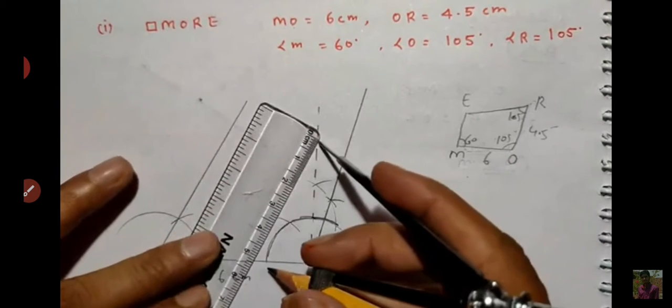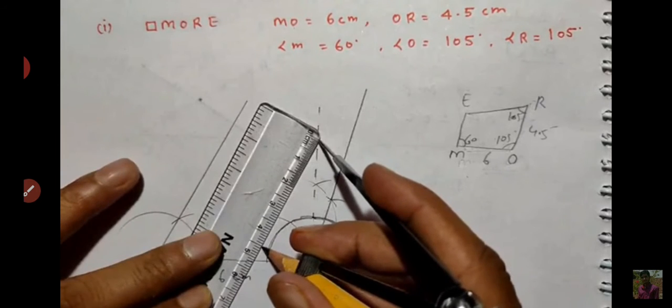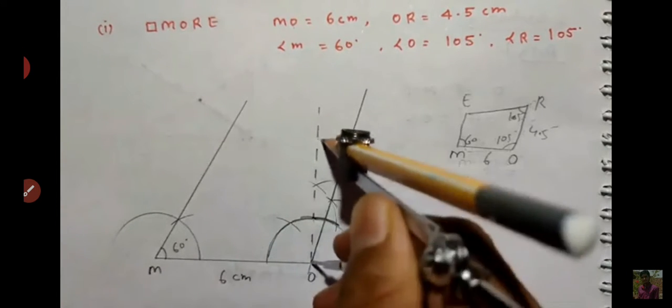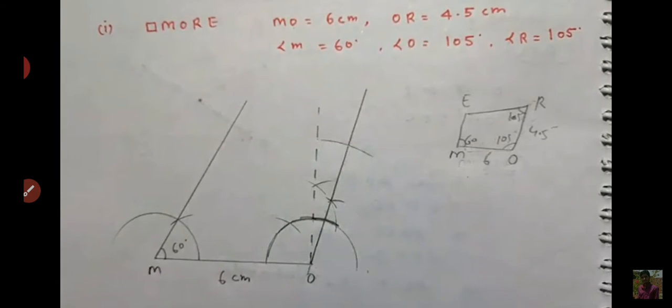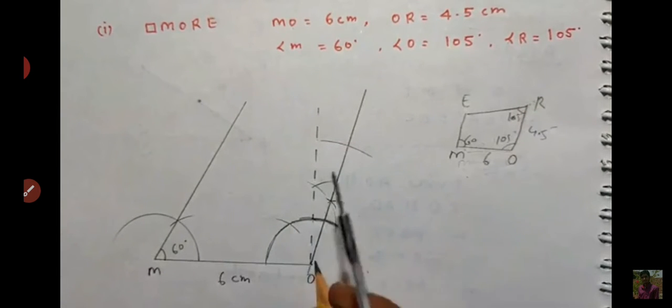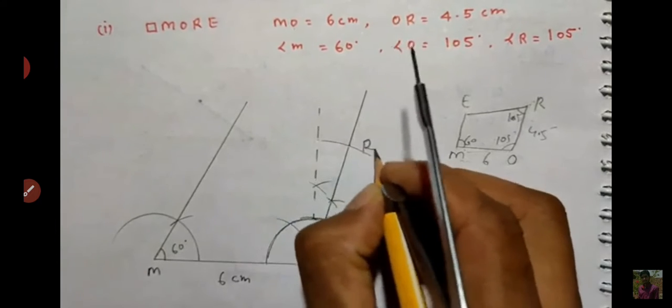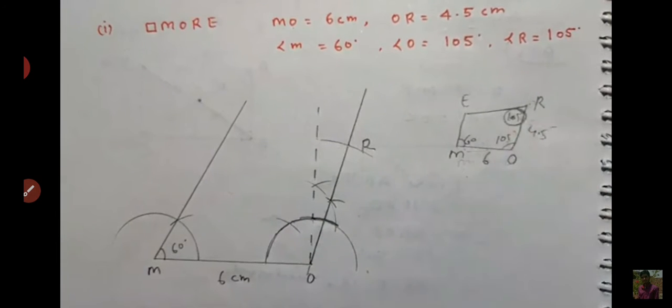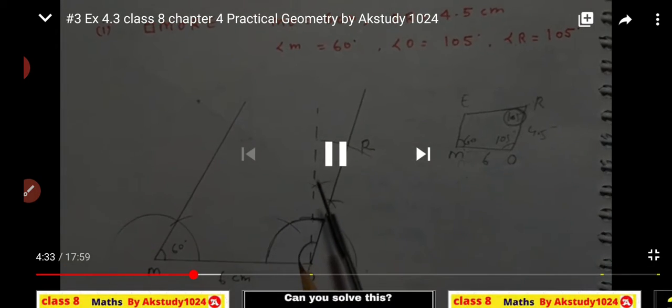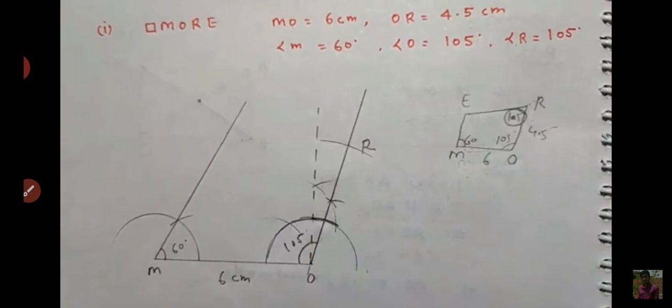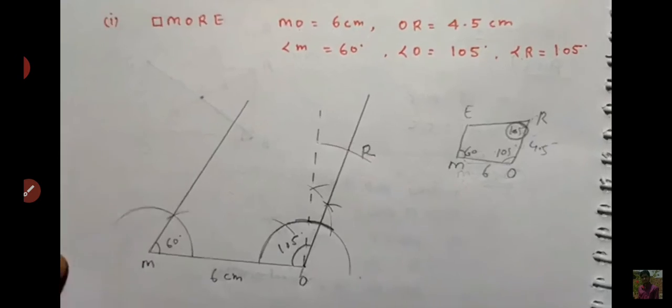And draw. This is your point R, and this difference is 4.5. Now we have to draw 105 again at R. For convenience, what will we do? We will turn the page, and now draw the 105 degree. Understand?